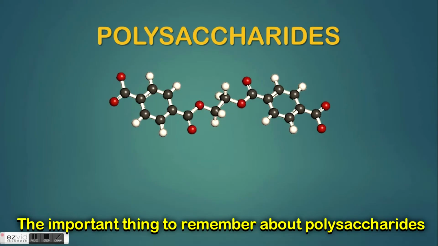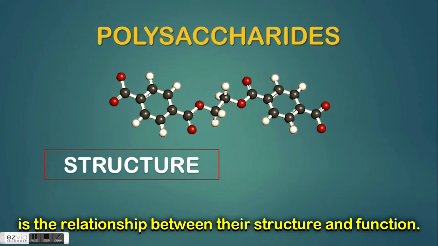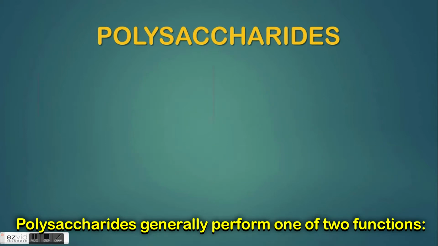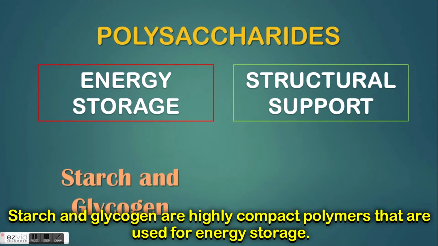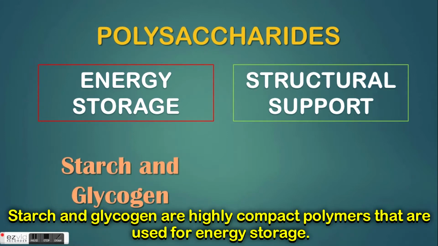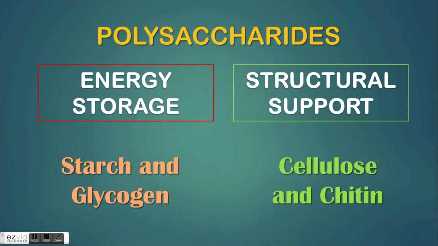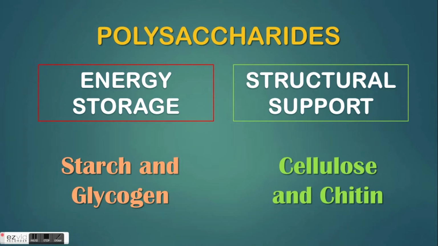The important thing to remember about polysaccharides is the relationship between their structure and function. Polysaccharides generally perform two functions: energy storage and structural support. Starch and glycogen are highly compact polymers that are used for energy storage. Cellulose and chitin are linear polymers that are used for structural support in plants and animals, respectively.